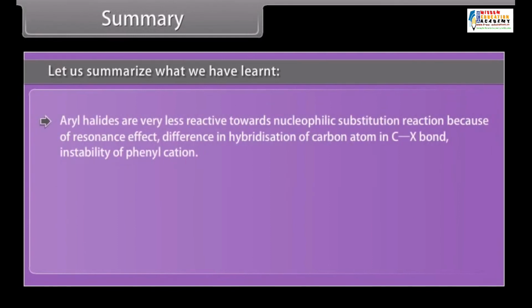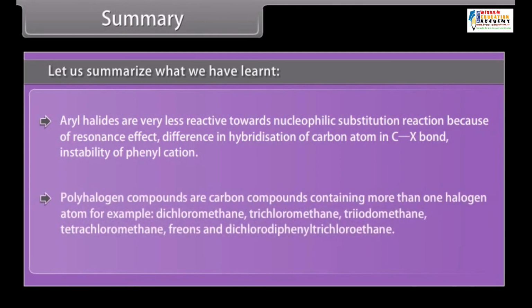Aryl halides are much less reactive towards nucleophilic substitution reaction because of resonance effect, difference in hybridization of carbon atom in the C-X bond, and instability of phenyl cation. Polyhalogen compounds are carbon compounds containing more than one halogen atom. For example, dichloromethane, trichloromethane, triiodomethane, tetrachloromethane, freons, and dichloro-diphenyl trichloroethane.